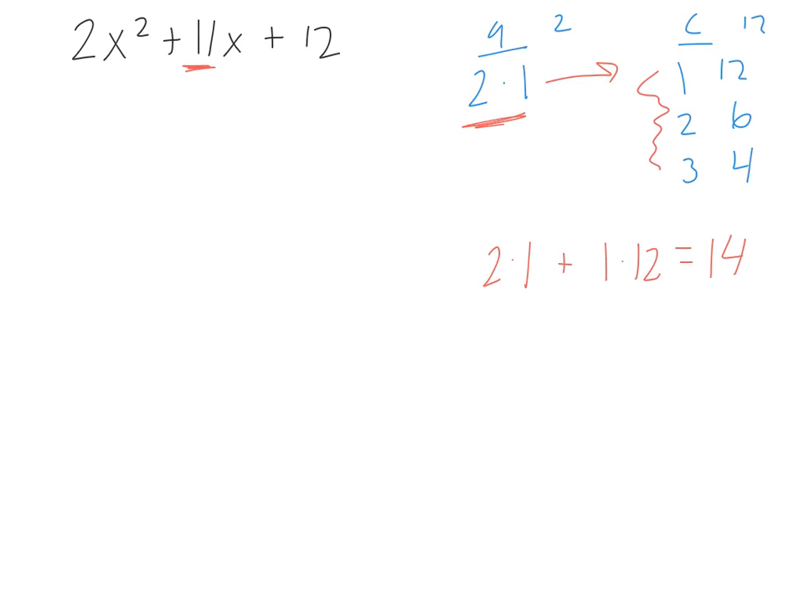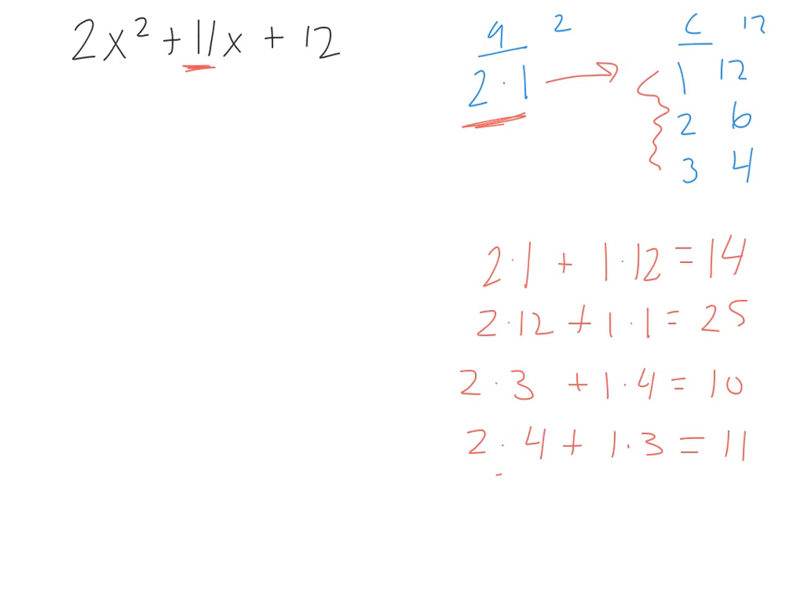But then you also have to try 2 times 12 plus 1 times 1, which would be 25. So it also does not work. So I'm going to jump down to the bottom. I could do 2 times 3 plus 1 times 4, and that would give me 10. Then I'm going to check 2 times 4 plus 1 times 3, and that gives me 11. So this is my combination.